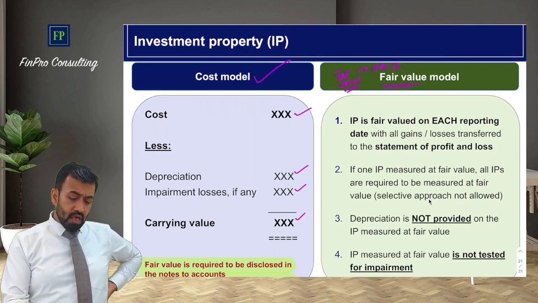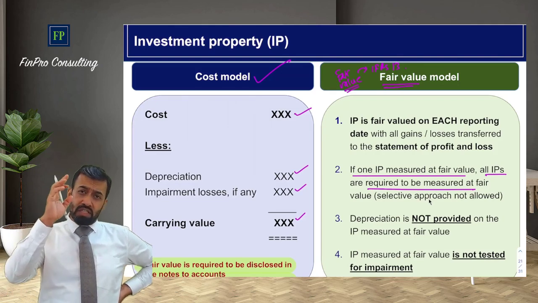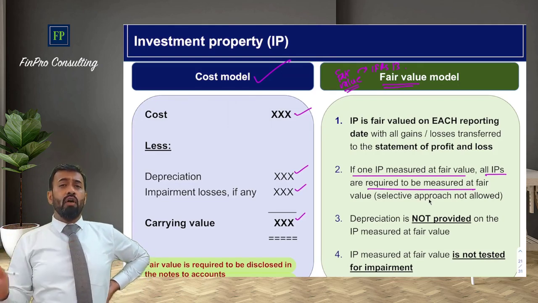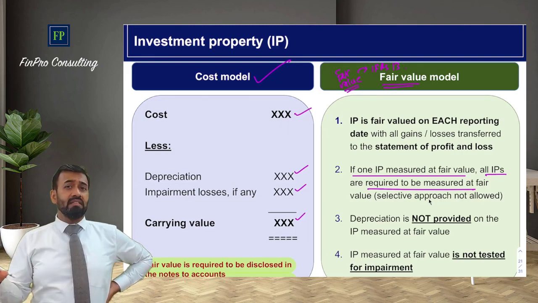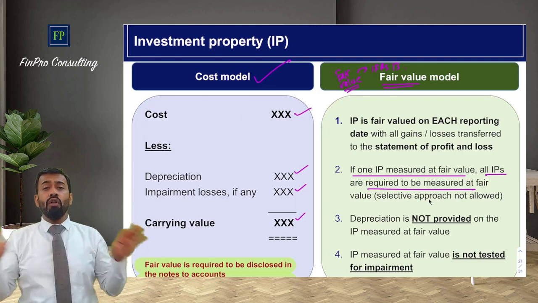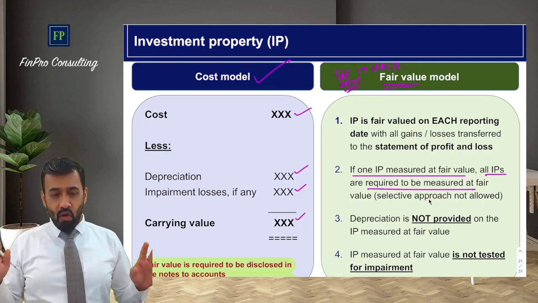Last point in this: if one investment property is measured at fair value, all investment properties are measured at fair value. There is no class kind of concept. Investment property is only a single class, that's it. Even if there is land separate and building separate, you cannot separate these classes. If one investment property is measured at fair value, then all the investment properties are measured at fair value.